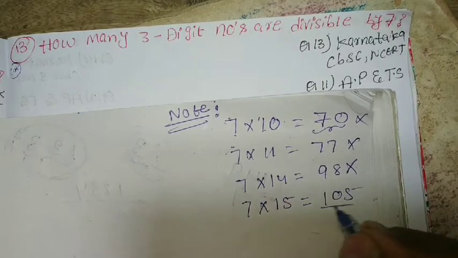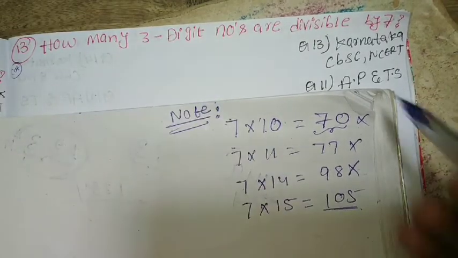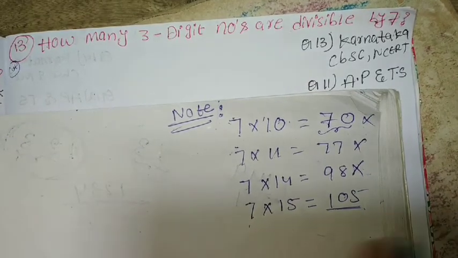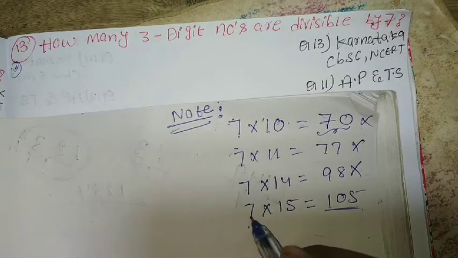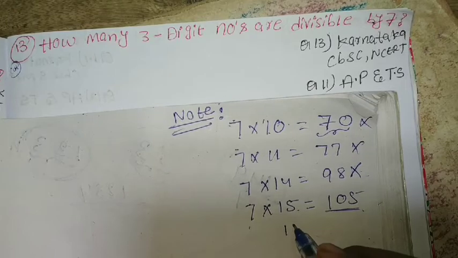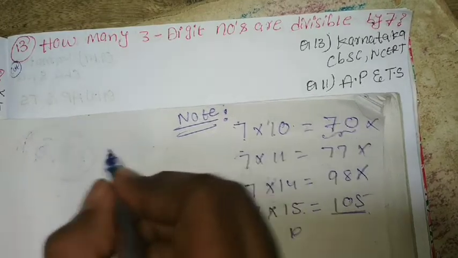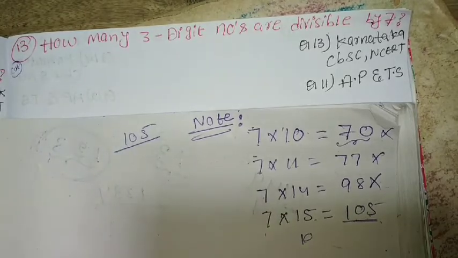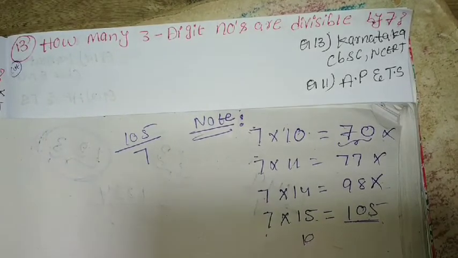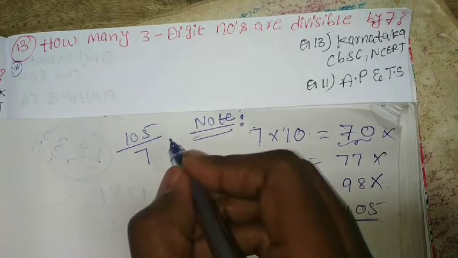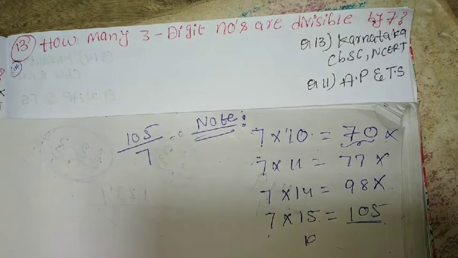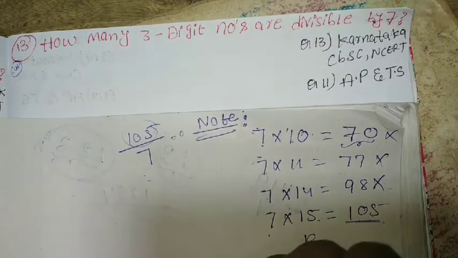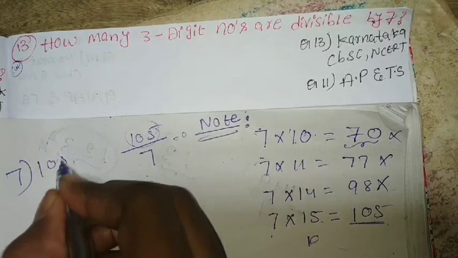See, we have a 3-digit number. Madam, they are asking for divisible by 7. What are you writing here? You are writing in the tables. Why are you writing? See here, 7 15s is 105. This is a 3-digit number. If you divide by 7 and we get remainder 0, then this 3-digit number is divisible by 7. Just think like that.